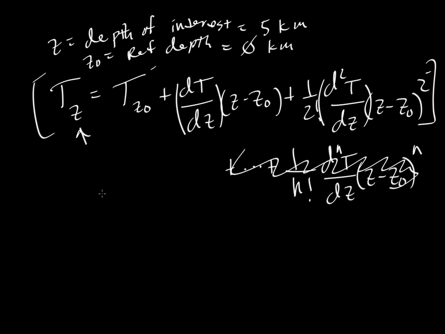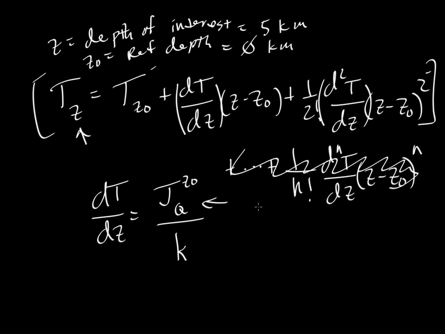So what are they? Well, the first derivative of temperature with respect to depth can be related to things that we can measure. So we have J sub Q at Z naught divided by lowercase k. This J sub Q is the heat flux. It is the heat flux measured at a depth of Z naught.